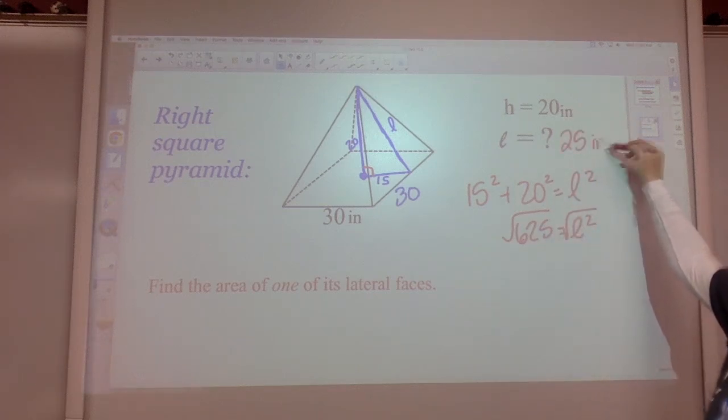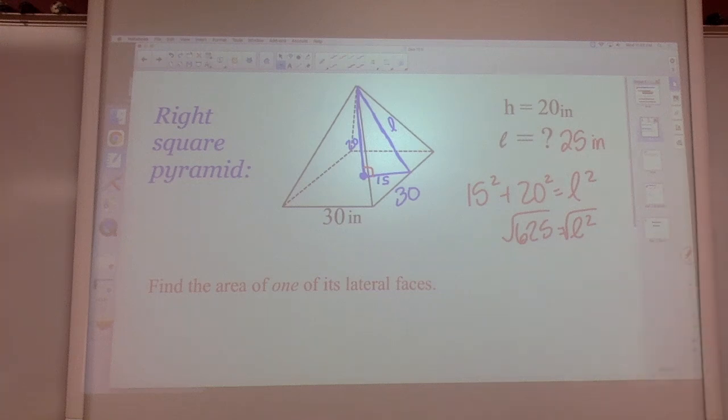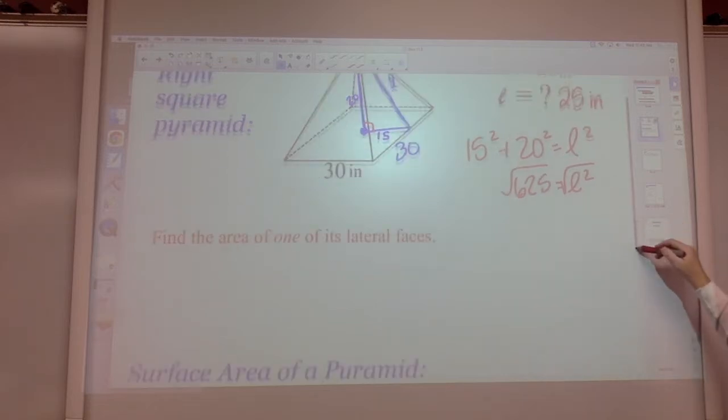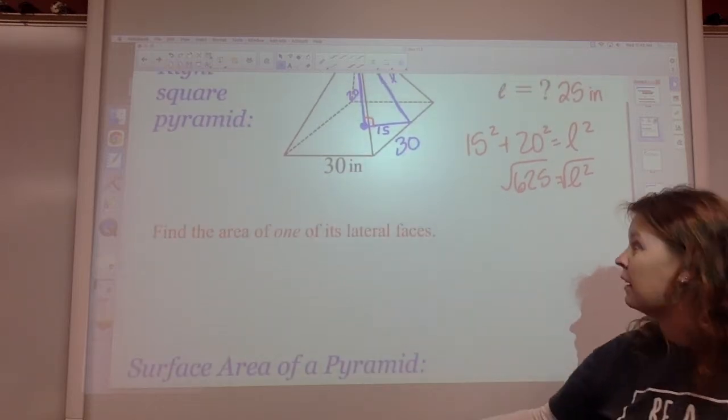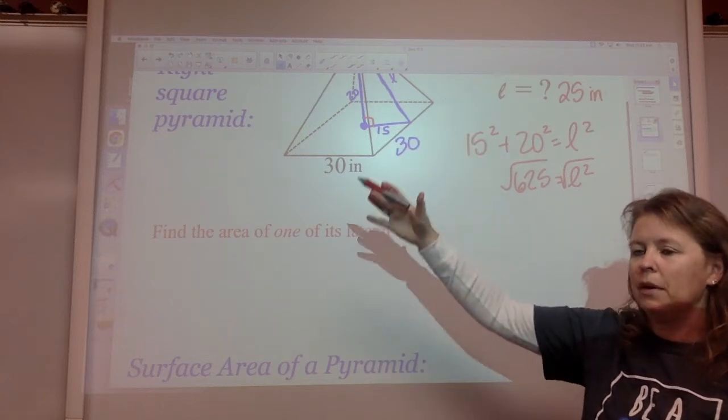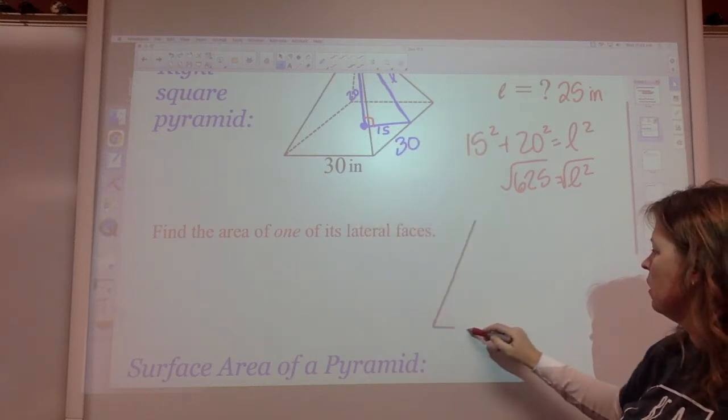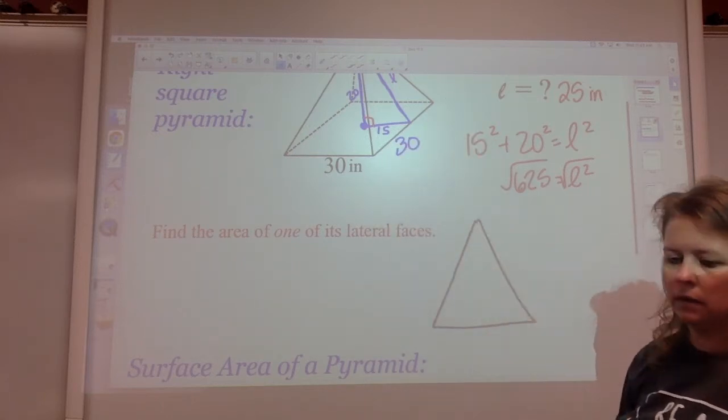Same units, we're going inches. Okay, once you know the slant height, it now says find the area of one of its lateral faces. Just one of its lateral faces. Instead of working up here with this whole three-dimensional pyramid figure, you know that its lateral faces are triangles.